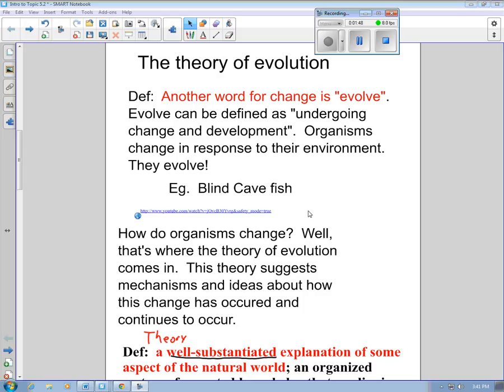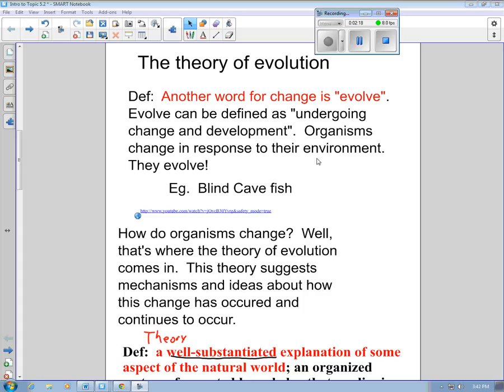As part of our discussion about the theory of evolution, I just wanted to spend some time making sure that we understand what this word evolve means. Based on this idea of evolving, it's really the study of how things undergo change and development. So it's really talking a lot about the changes that take place in our species, in our environment, and that sort of thing.